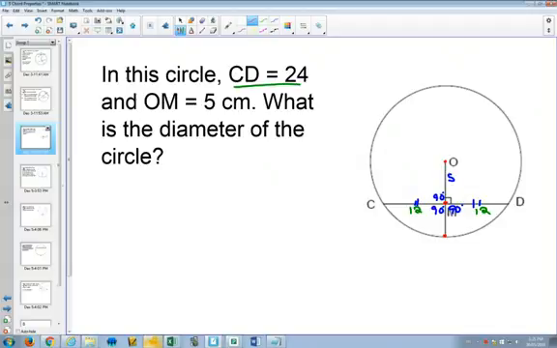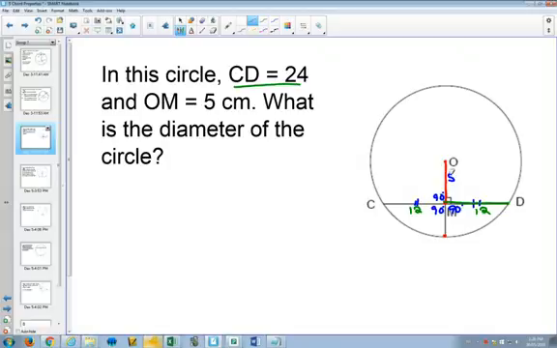The chord property says that if you have a radius at 90 degrees with a chord, the chord gets cut in half. But the radius doesn't have to get cut in half. So the 5 isn't the radius, because it's not. The 5 is only from here to there. And the 12 is from here to here.